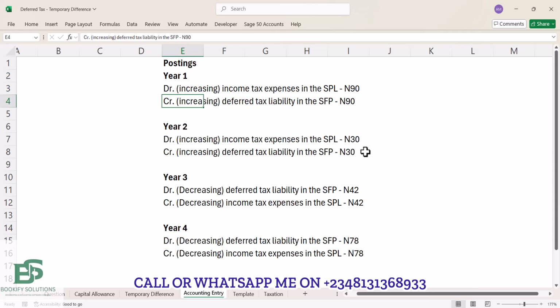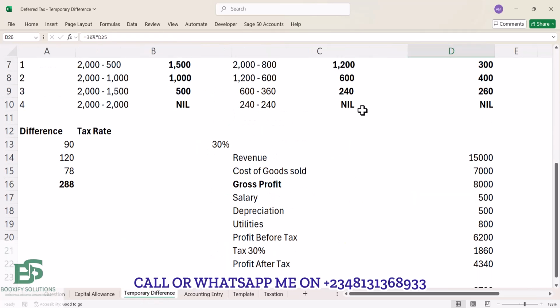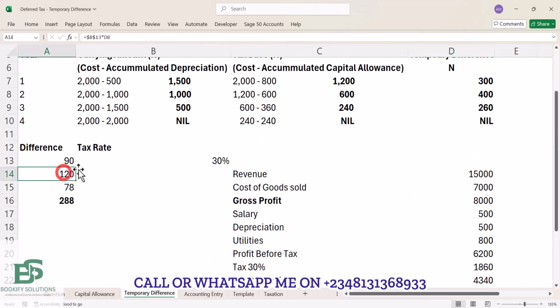For the second year, we get a difference of 120. Let us check. See here, 120. So it means the thing has increased. How did it increase? If you look at this 500, you remember I said that 500 would reduce every year. 500 a year, 600 a year, so it increased by 100 from here. 500 a year, 800 a year, now 300.